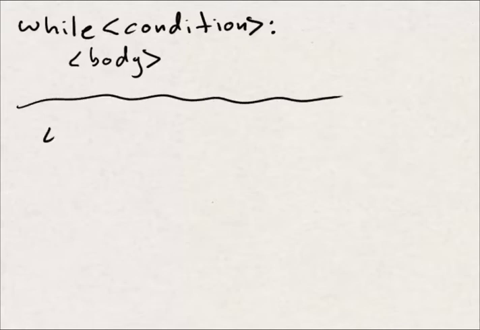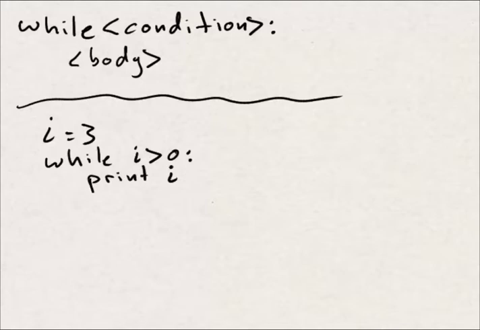Let's set the variable I equal to 3, and let's say while I is greater than 0, colon, print I, and I will get smaller by 1. I equals I minus 1.